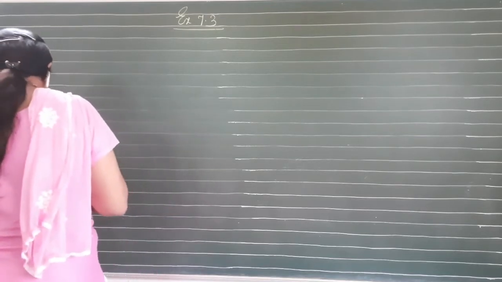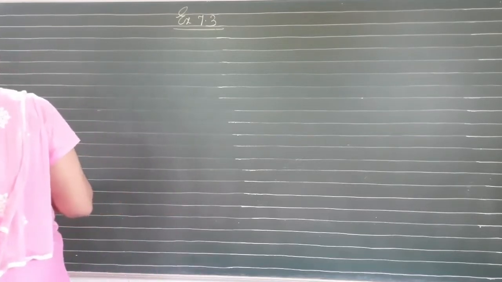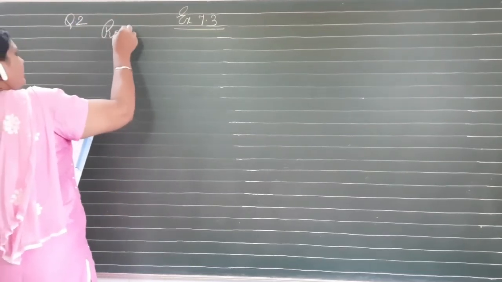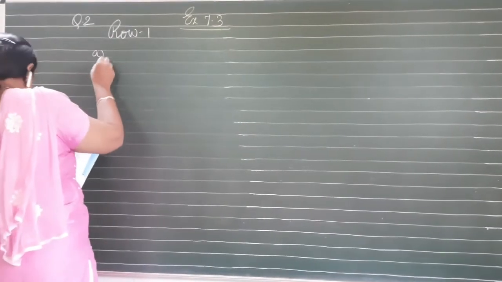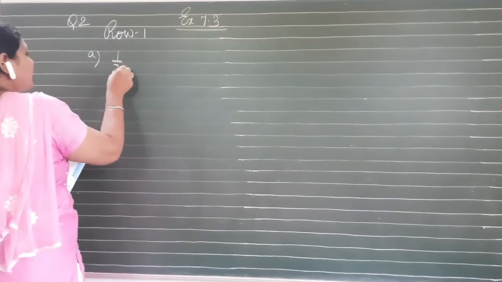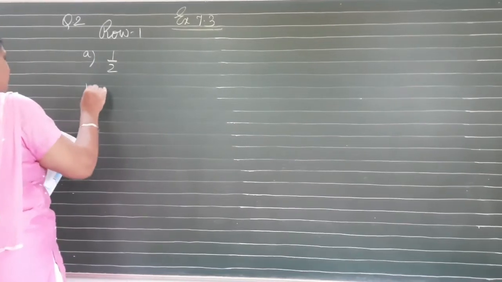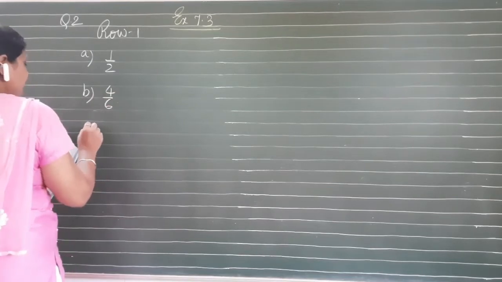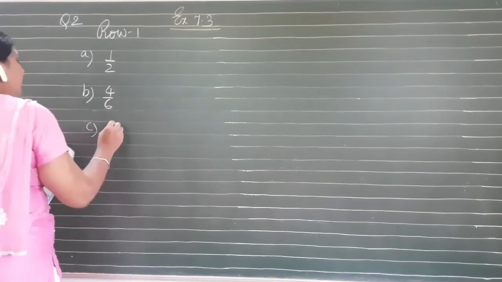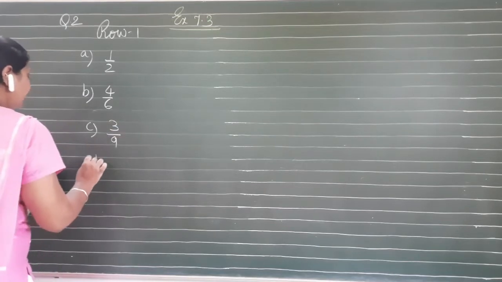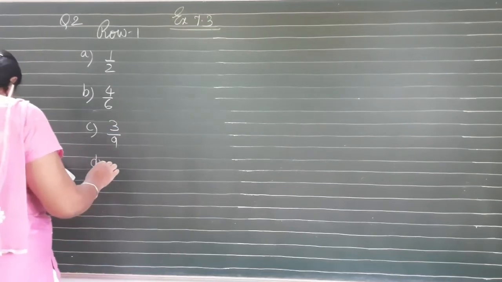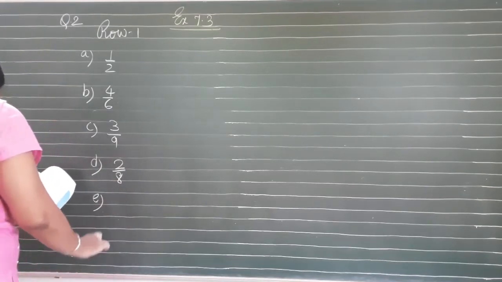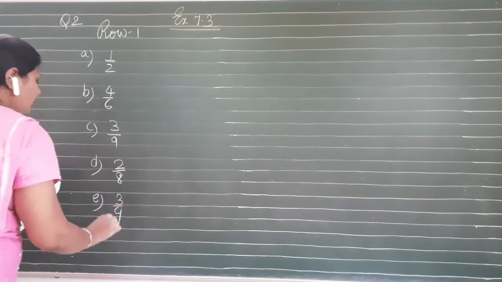So very first, we will start with row 1. First it's 1 upon 2. Out of 2, 1 part is shared. Then it's 4 upon 6. Out of 6, 4 parts are shared. Then 3 upon 9. Then 2 upon 8. And even 3 upon 4.